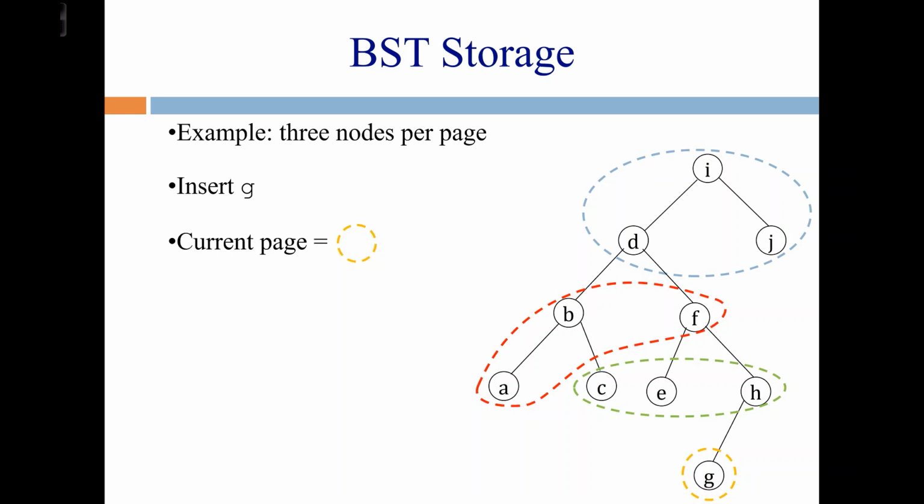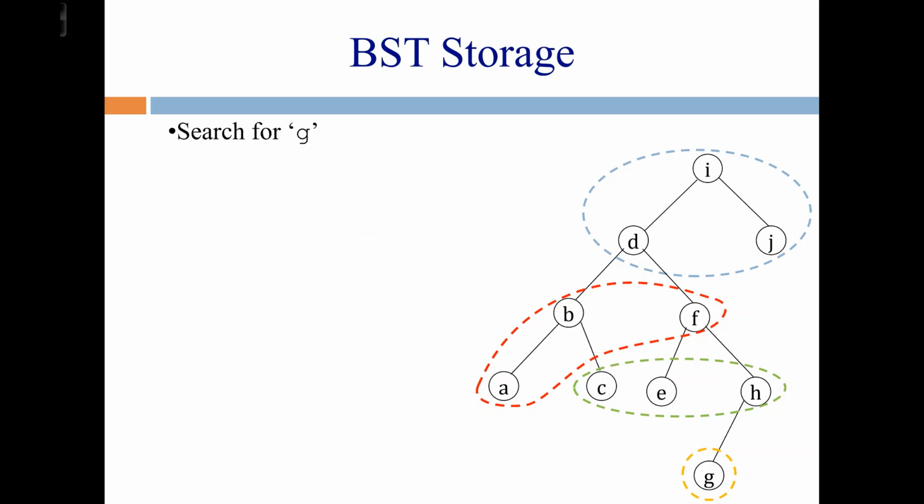Now let's look at what happens when we try to search for something in this tree. So let's say we're searching for G, that bottommost leaf node. Okay, so we just follow normal BST traversal algorithm. So we start at the root node, and while we're traversing this algorithm, I'm going to track which pages we have visited.